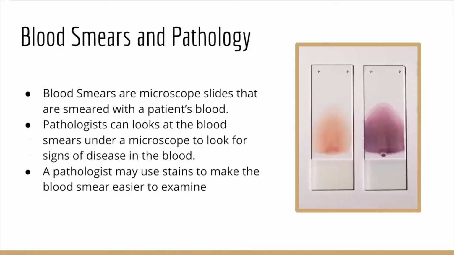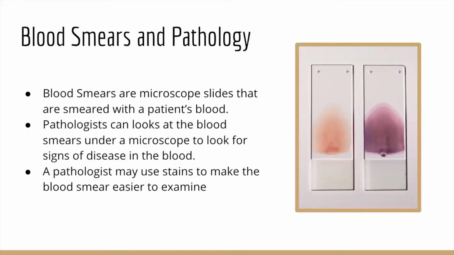So here's what a blood smear looks like and its relationship to pathology. Blood smears are microscope slides that are smeared with a patient's blood. And we can see those over there on the left or on the right-hand side. Blood kind of smeared across a microscope slide. A pathologist can look at this blood smear under a microscope to look for signs of disease in the blood. And a pathologist may use stains to make the blood smear easier to examine.